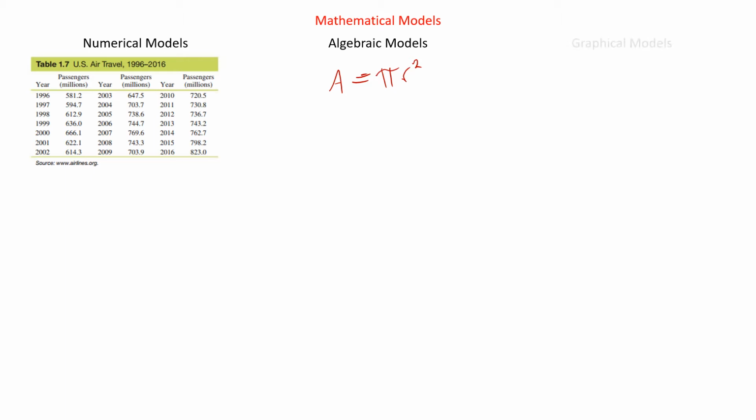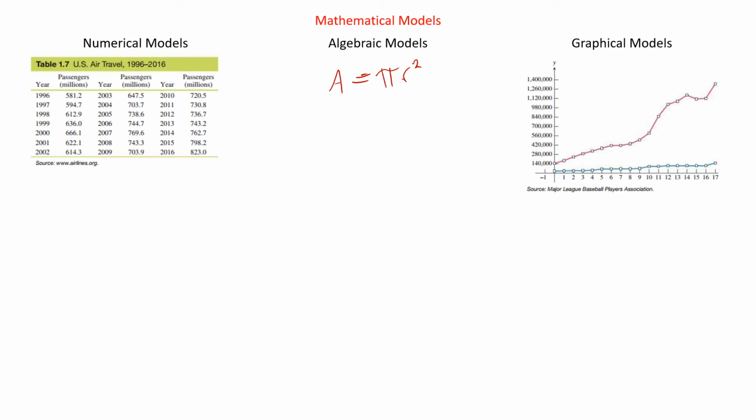The other type of model is a graphical model, and this is a graph. So it could be a line or a parabola or something like that where it matches the algebraic model, it matches the formula precisely. It could be something that comes from data that's not particularly pretty. Like this isn't a line. We're not going to get an equation that's going to match this data perfectly. That's okay. It's a model. It's not necessarily a perfect thing.